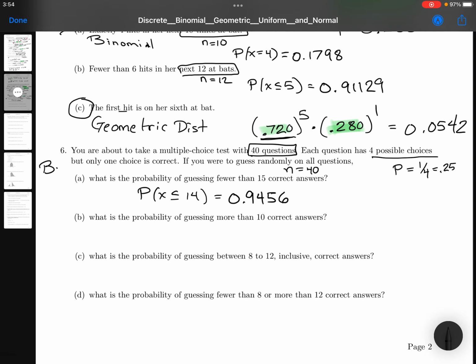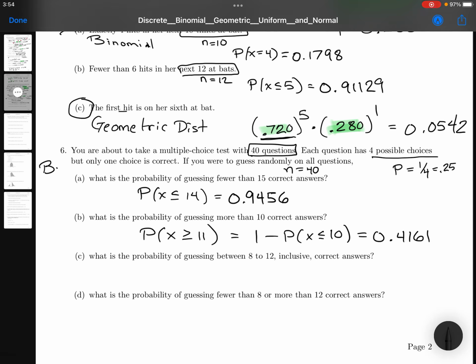What is the probability of guessing more than 10 correct? Well, that's x is greater than or equal to 11, more than 10. That's 1 minus the probability that x is less than or equal to 10. So with the 1 minus, I get 0.41609, so I'm going to say 61.